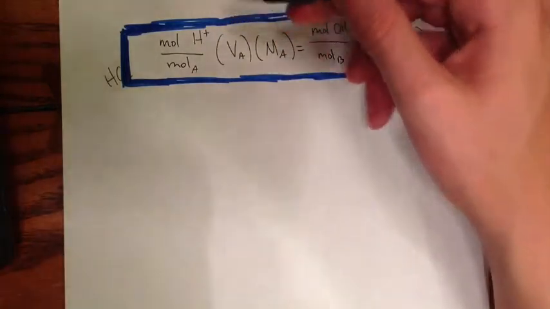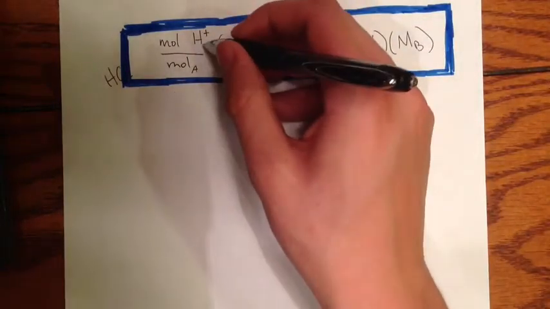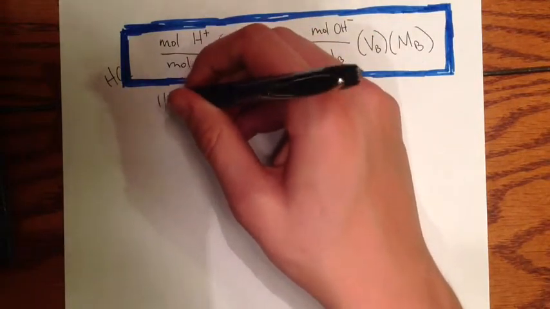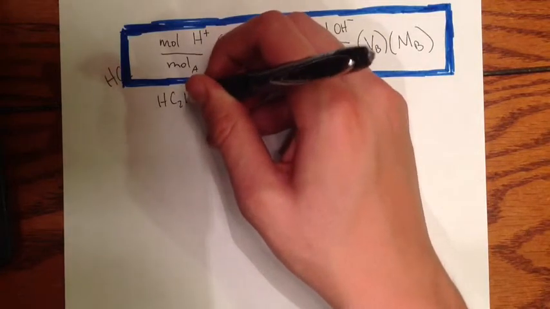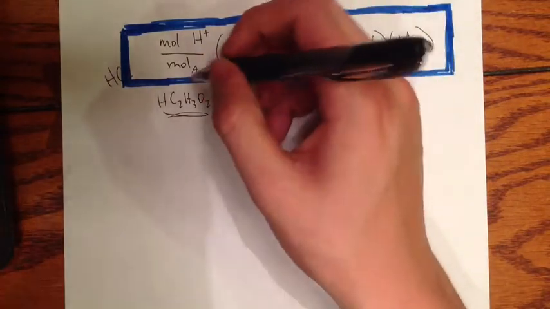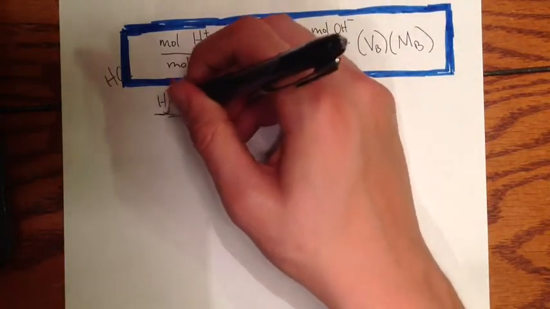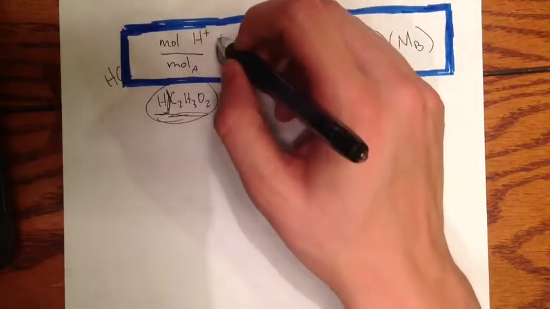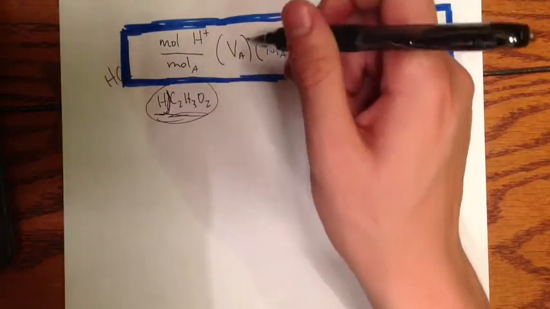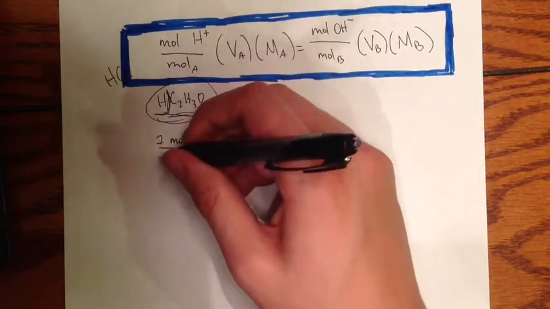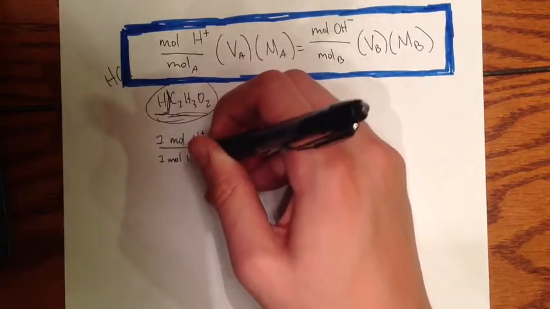First, to fill out this fraction, we have to determine the number of moles of hydrogen ions per mole of acid. Our acid is HC2H3O2, acetic acid. Acetic acid has 1 hydrogen ion per molecule. This is how you know that it has 1 mole of hydrogen ions per mole of the acid. So this fraction is going to be 1 mole hydrogen ions over 1 mole of acetic acid.